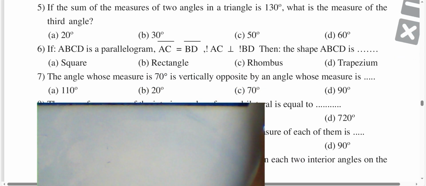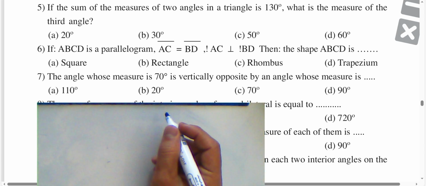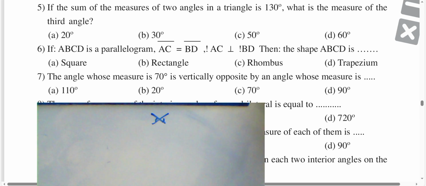Next question. Number 7. The angle whose measure 70 degree vertically opposite by angle measure 70 degree. We have vertical opposite angle. Okay, choose letter C. 70 equal 70 like this. This is vertical opposite angles.